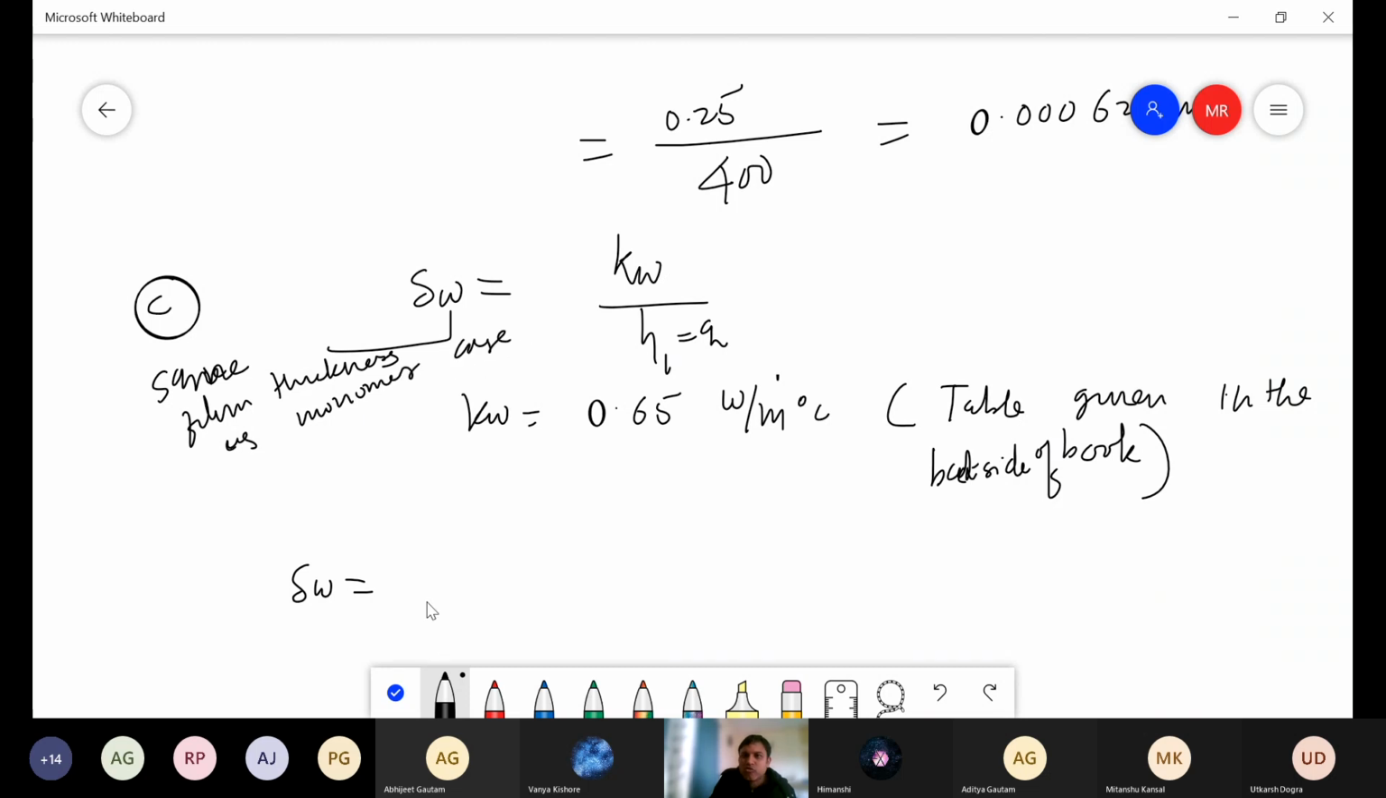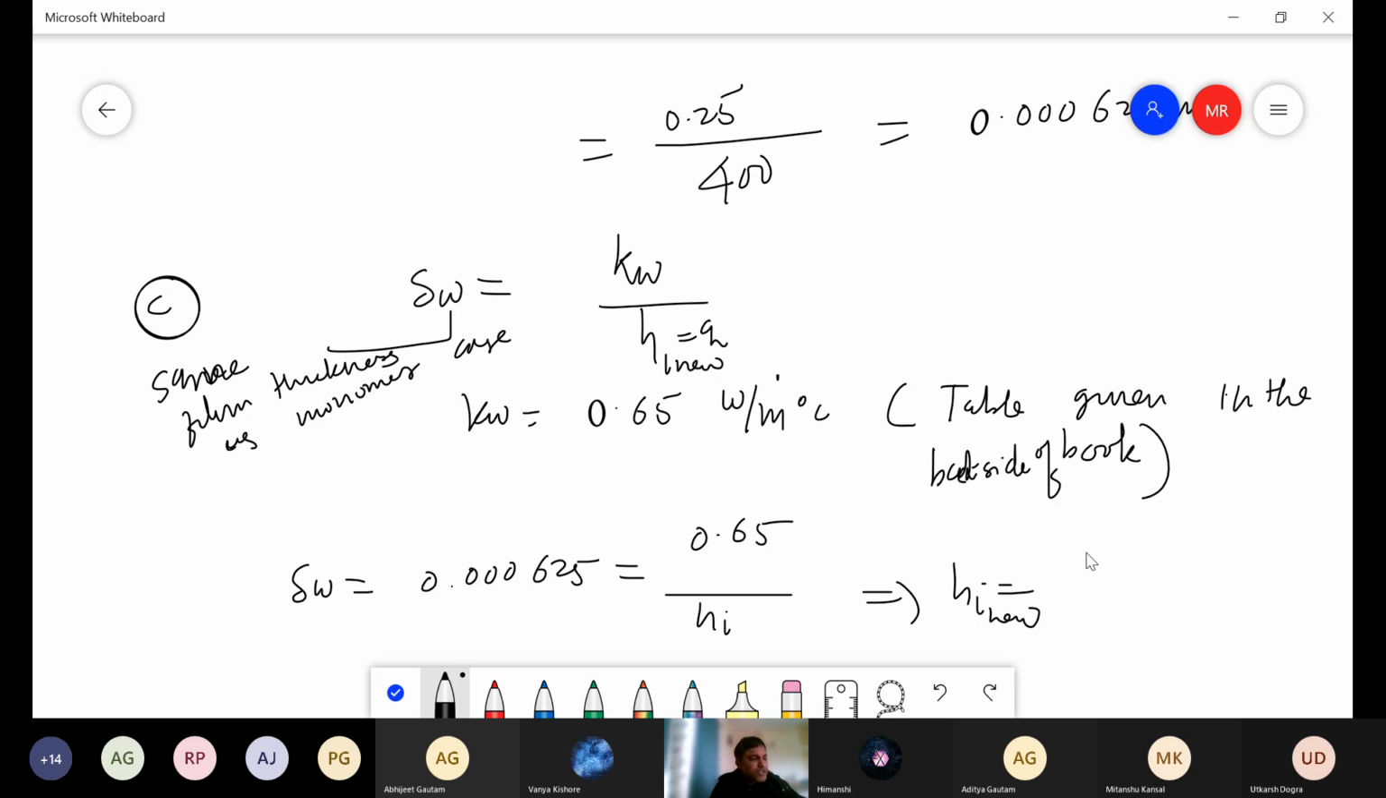Okay, so for the monomer case we have already obtained this value, 0.000625. KW is 0.65 divided by HI. So calculate the HI. This will be HI new. So HI new comes out to be how much?